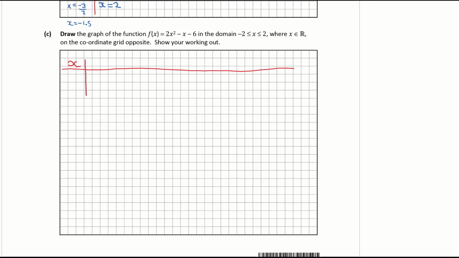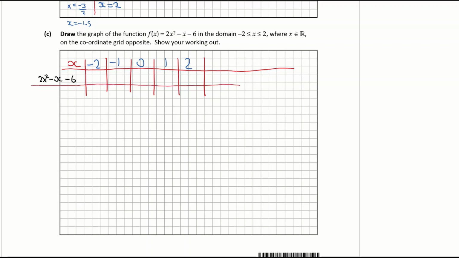Let's look at our x's. I'm going to start with minus 2, minus 1, 0, 1, 2, all the numbers from minus 2 to 2 basically. You can go up in halves if you wish, but I'm going to stick to just the whole numbers. My next line is then going to be my function. My function here is 2x squared minus x minus 6. So I'm basically putting the values into that function. That's my next step here.